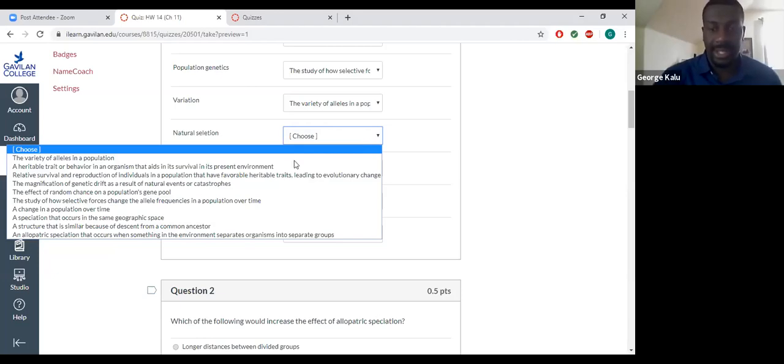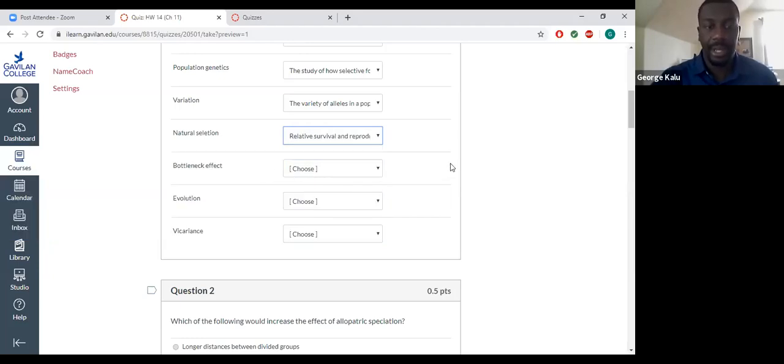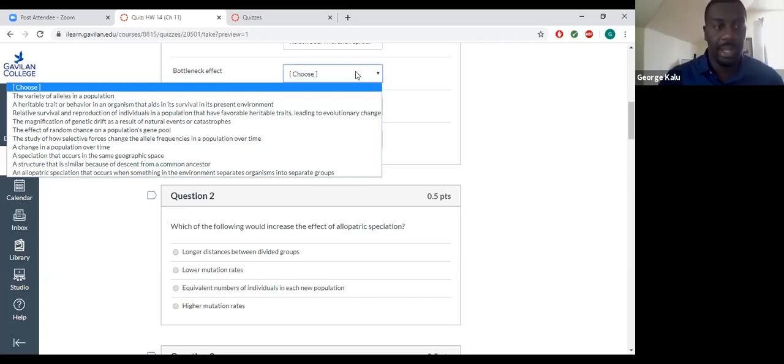Yes, good job, Alan. So this is the relative survival and reproduction. Good job, Josie, too. Yeah, relative survival and reproduction of individuals in a population based on the favorable traits that they may have or non-favorable ones that they may have. Okay. And that will ultimately lead to evolutionary change. Perfect. Okay, good. Next one is a bottleneck effect. What is a bottleneck effect?